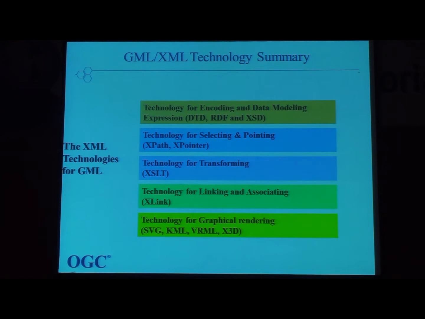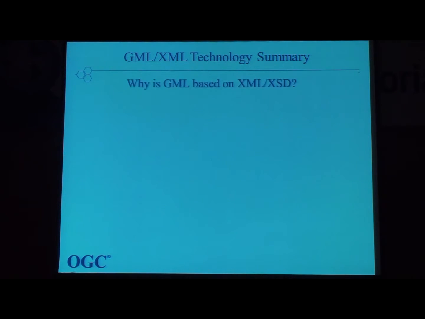Technology for selecting and pointing, so XPath and XPointer. Technology for transforming, XSLT. Technologies for linking and associating are used, XLink. And also for graphical rendering, VRML, X3D, or other examples that I haven't given already. And now all of these technologies make up the suite of XML technologies that are used by GML. And it's successful because there are tools that back up all of these technologies.